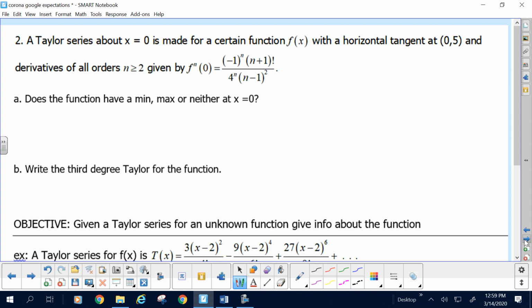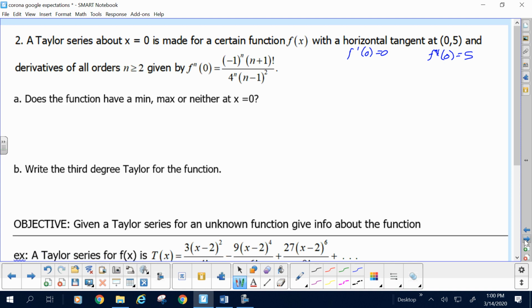Sometimes they give you a formula for the derivatives, and that's what's happening here. So they say there's a horizontal tangent at 0, 5, so that gives me something about the derivative. It also gives me something about the point at 0, that the f value is 5. So that horizontal tangent at 0, 5 tells me two things: that f prime at 0 is 0, and f of 0 is 5. All the other derivatives from second on up are given by that formula right there. All right, I got you.